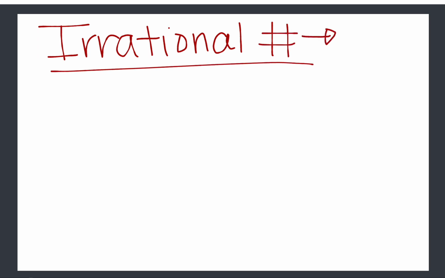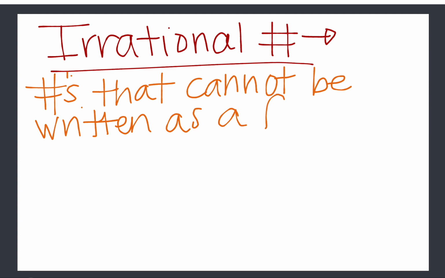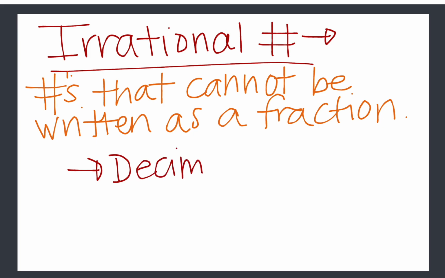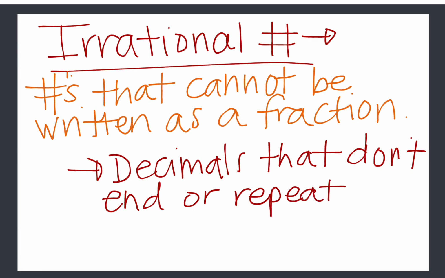Okay, so an irrational number, those are numbers that cannot be written as a fraction. Okay, so if you need to write that down, make sure you pause. Okay, they cannot be written as a fraction. They include decimals that never end or repeat. So decimals that don't end or repeat. Okay, so those are irrational numbers.